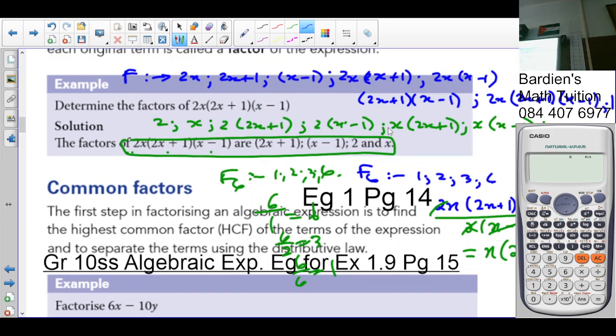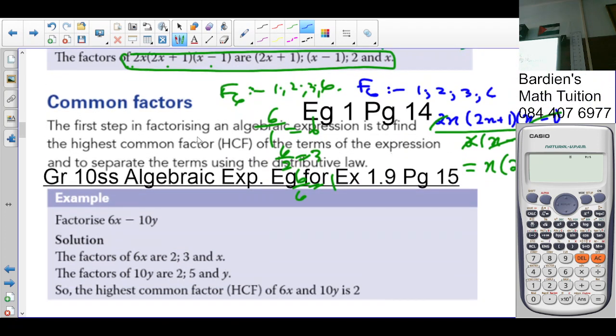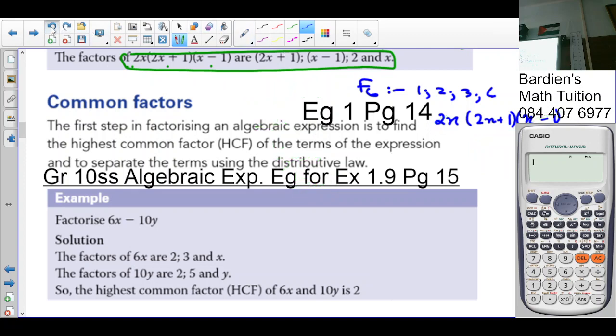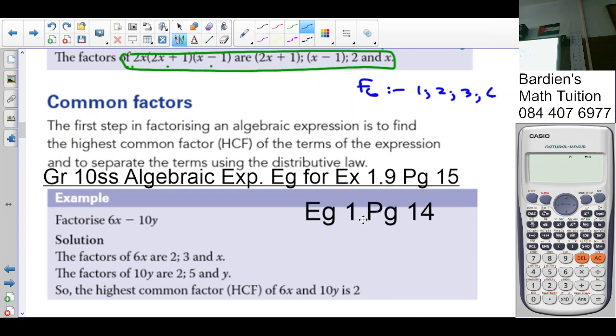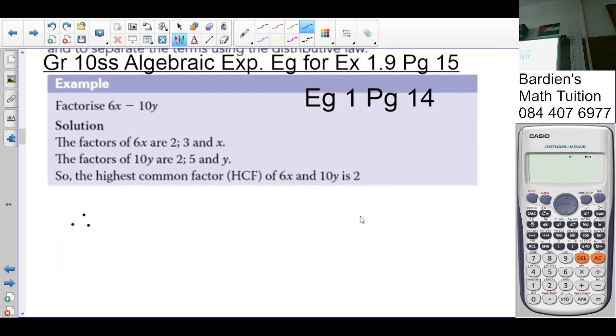So now let's look at common factors. Common factor is the first step of factorization in algebraic expressions, towards finding the highest common factor, HCF, of the terms of the expression, and to separate the terms using the distributive law. Okay. We're looking at exercise 2, and exercise 2 is on page 14.